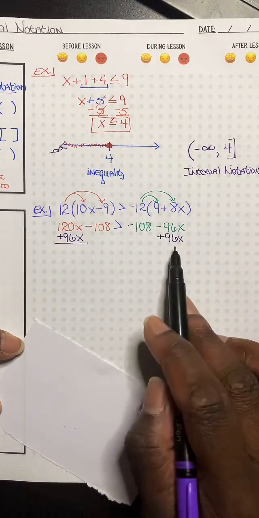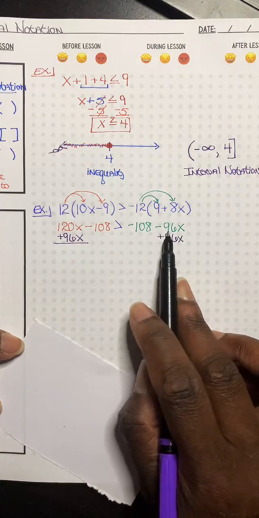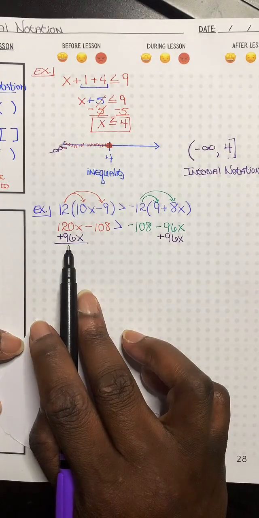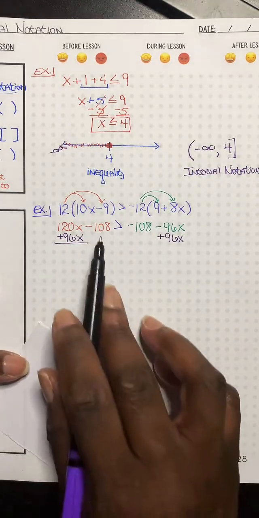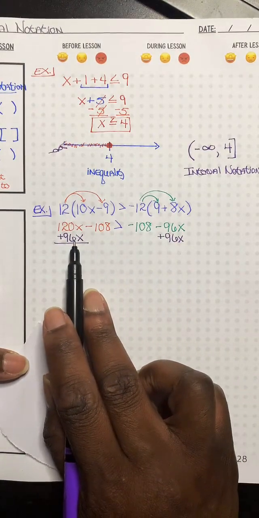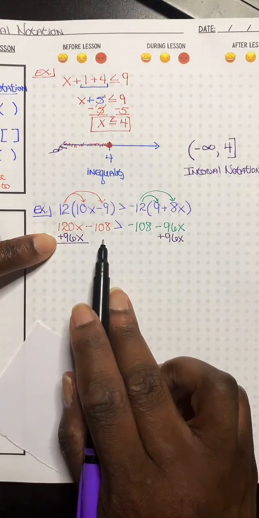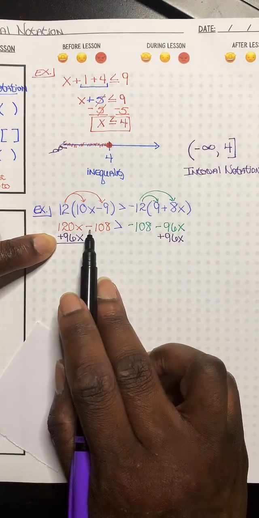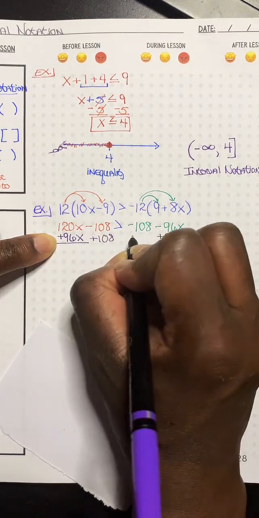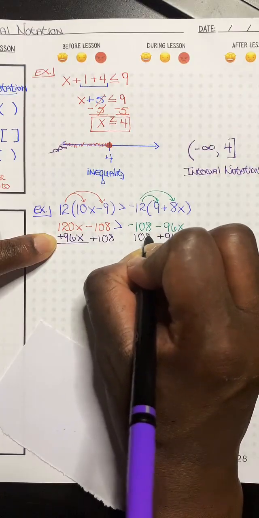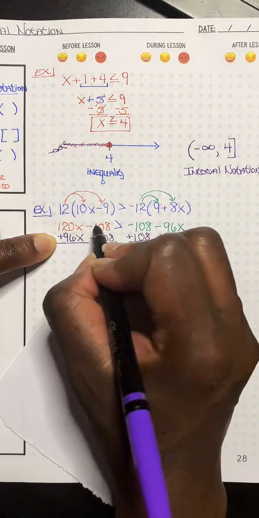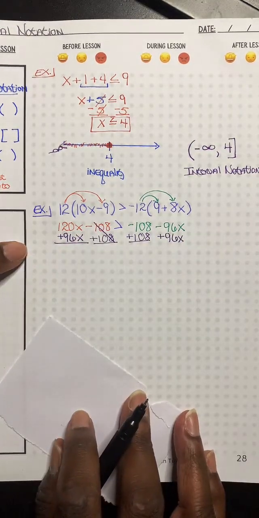All right. So if I move my negative 96x, I have to do the inverse. So that's why I'm adding 96x on both sides. So I know a lot of people are like, okay, well, what about the 108? Well, if I'm moving my x's to the left, that means this 108, I can move to the right. And since it's a minus 108, I'm going to add 108 to both sides. Okay, so these 108s cancel out.